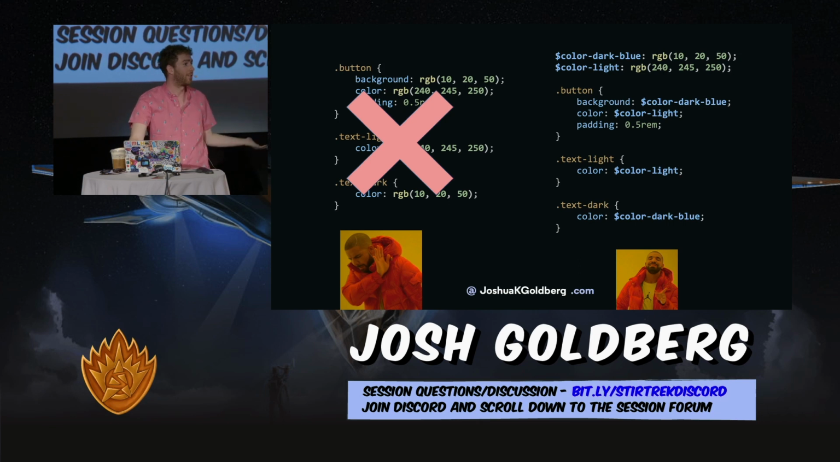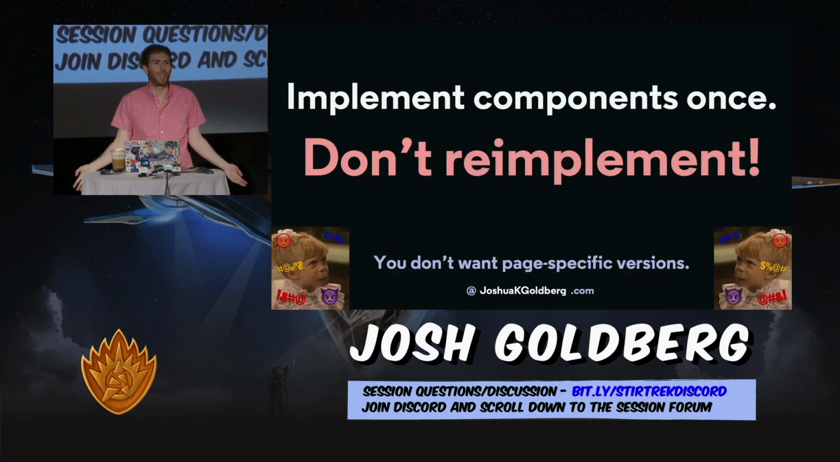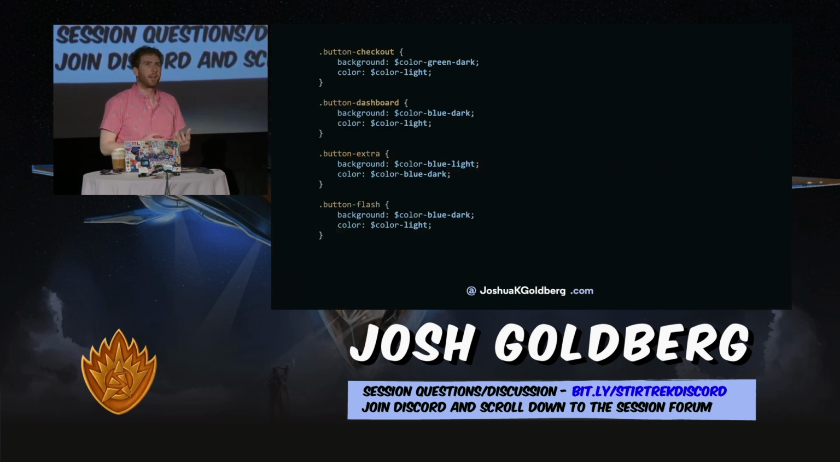Similarly, another foundational comp sci theology, don't re-implement the same thing over and over again. This is the most annoying, the 9 different buttons, the dashboard button, the homepage button. And this shows up a lot in page-specific CSS or components. So again, looking at an example, don't implement a button checkout, button dashboard, button extra, button flash. This is the wrong way of thinking about things most of the time.